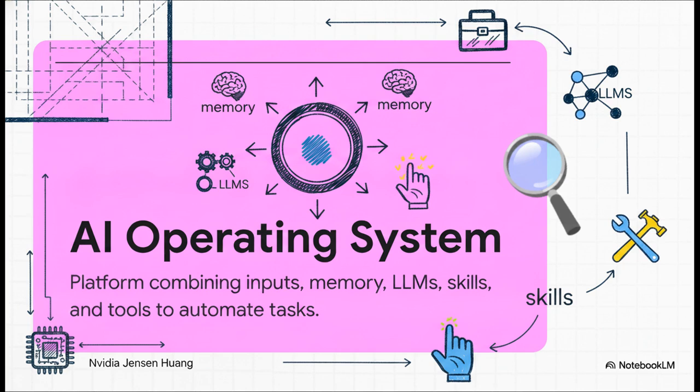A true AI operating system combines inputs, memory, large language models, highly specific sub-agent skills, and external tools. It's this brilliant architectural blueprint, heavily championed by tech leaders like NVIDIA's Jensen Huang, that works relentlessly in the background to execute complex tasks completely on your behalf.